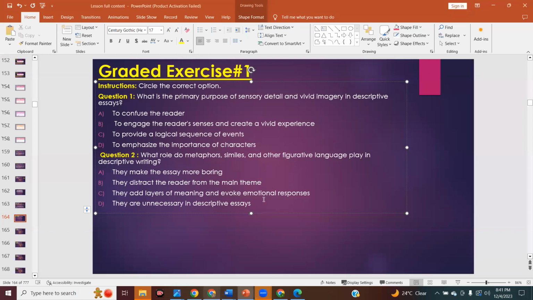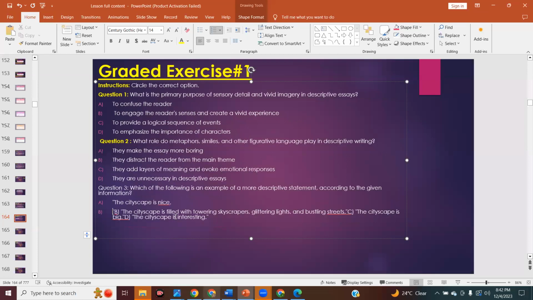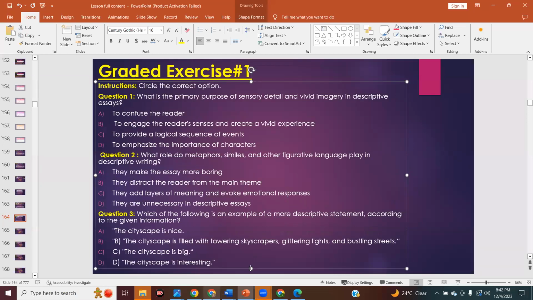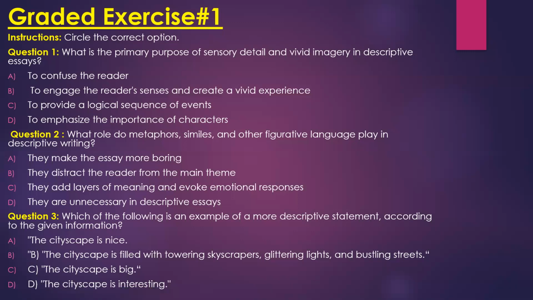And then number three. Which of the following is an example of a descriptive statement according to the information given in the passage? All right, that's all the space I have. Once you finish with this work, take a picture of it and send it to me via WhatsApp.